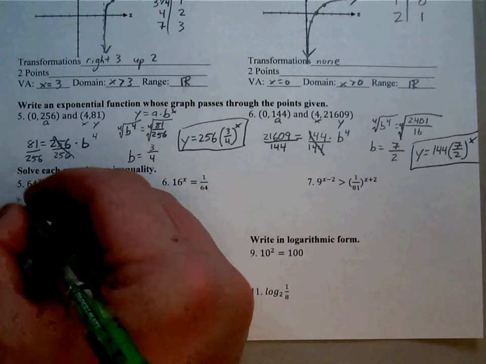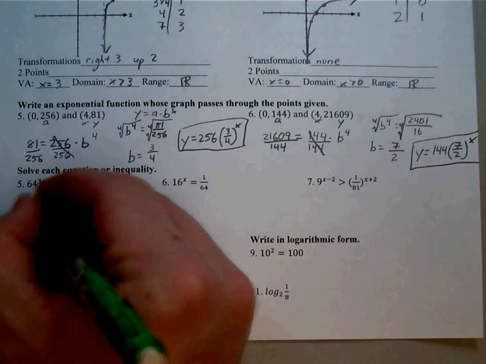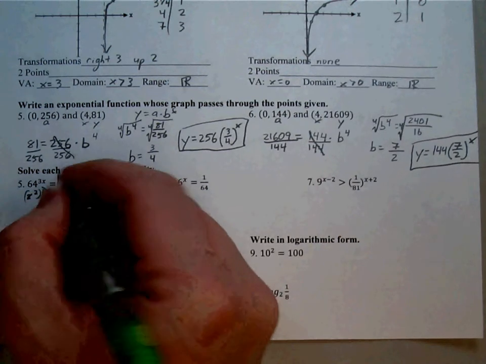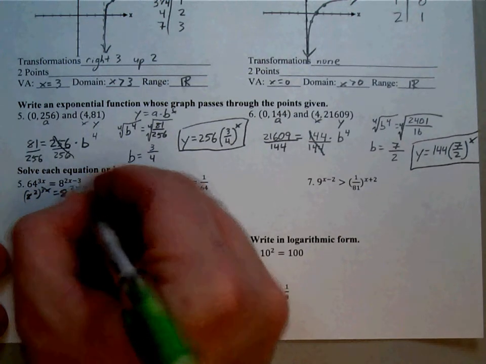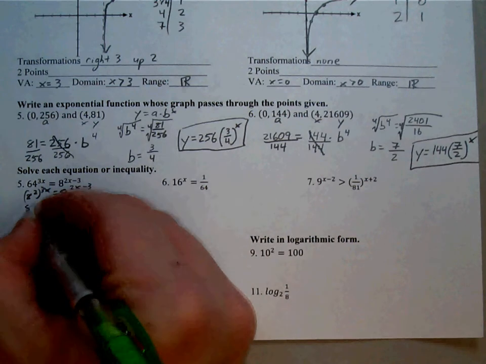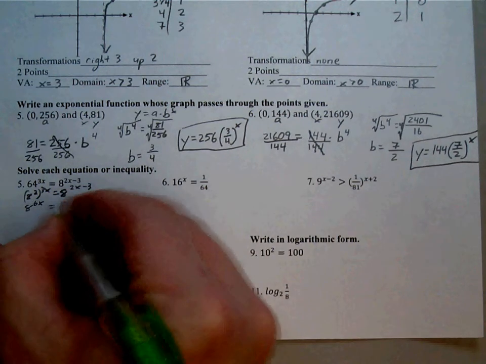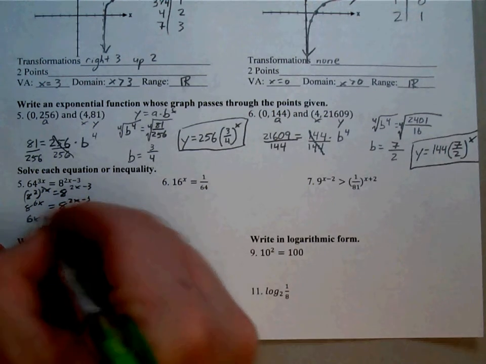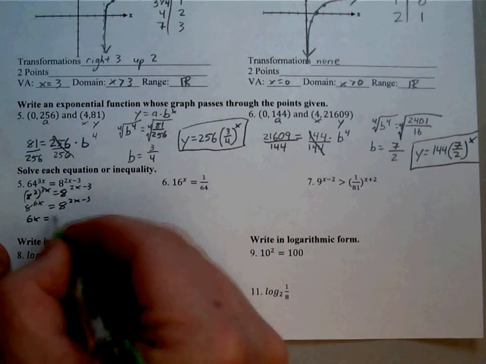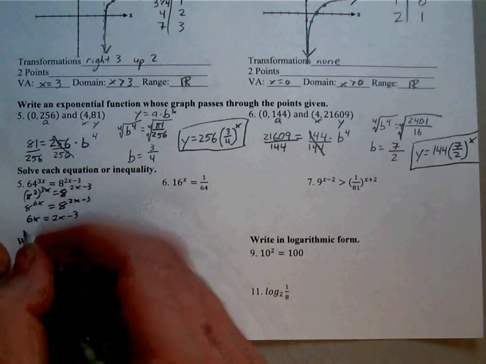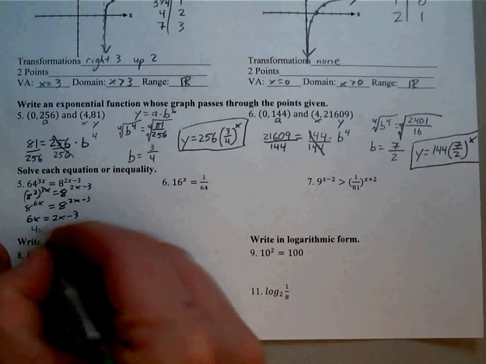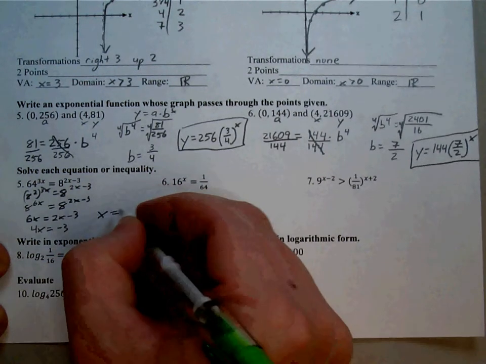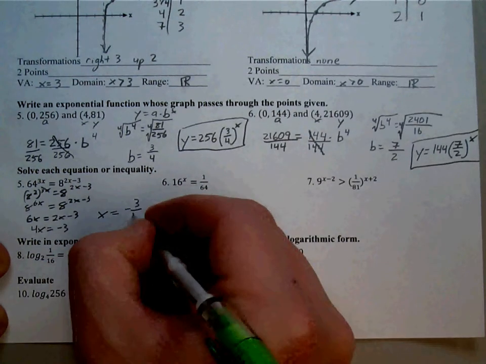Number 5, they're both powers of 8, so I'm going to change 64 to 8 squared. Multiply my exponents, 6x. So now I know my exponents must equal each other. 6x must equal 2x minus 3. Subtract 2x. 4x is equal to -3. So x is -3/4.